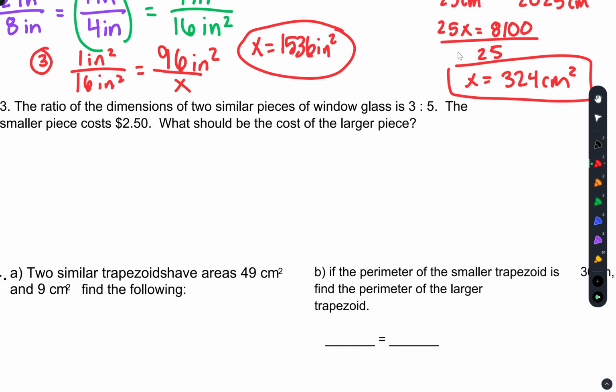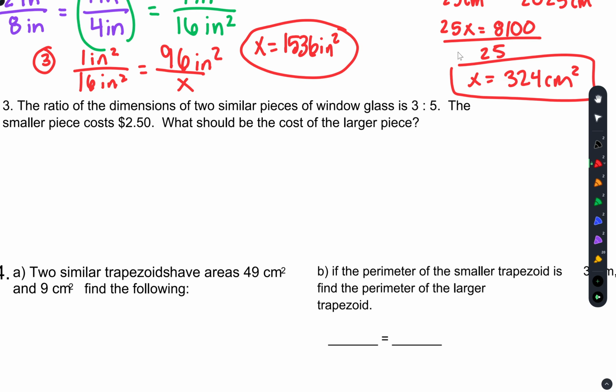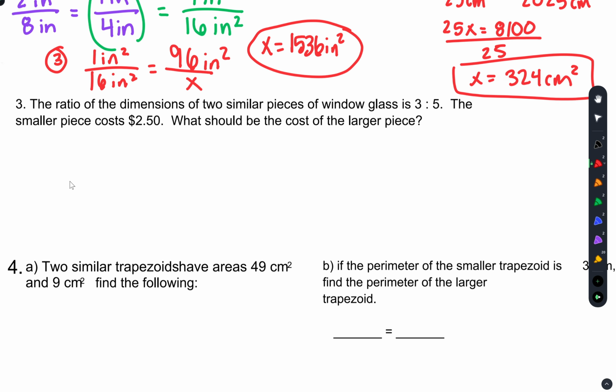The ratio of the dimensions of 2 similar pieces of window glass is 3 to 5. The smaller piece costs $2.50. What should be the cost of the larger piece? So the first thing that I see in this word problem, and this is very similar to the word problems you'll see on your homework, is that the ratio of the dimensions of the 2 pieces is 3 to 5. When you see that word dimensions, it's talking about side lengths. So I know that 3 to 5 is already the ratio of the sides.